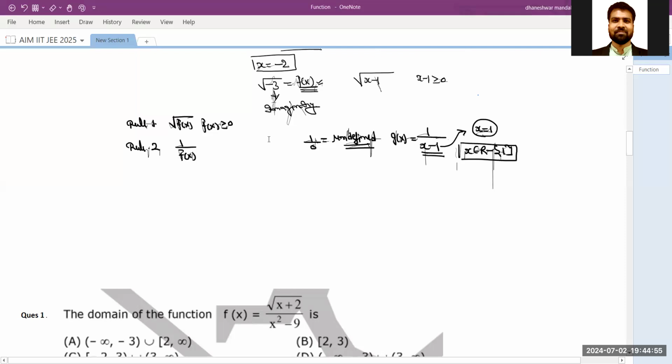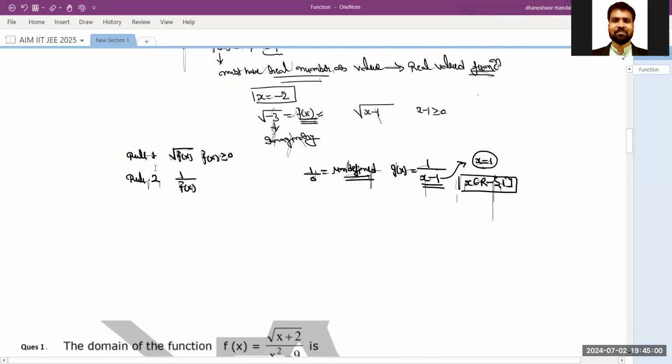Okay. Are these two rules clear? Is this clear to everyone? Rule 1 and rule 2. If you have anything inside the root, then this term must be greater than or equal to 0. So from here, I can write x is greater than or equal to 1.